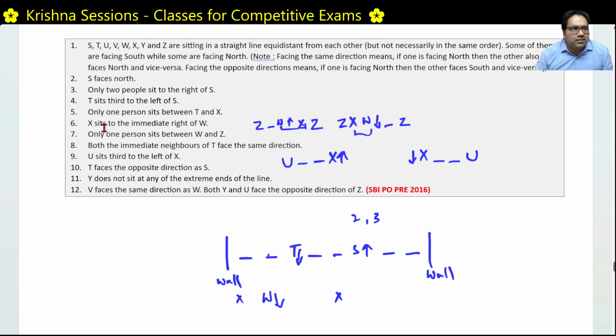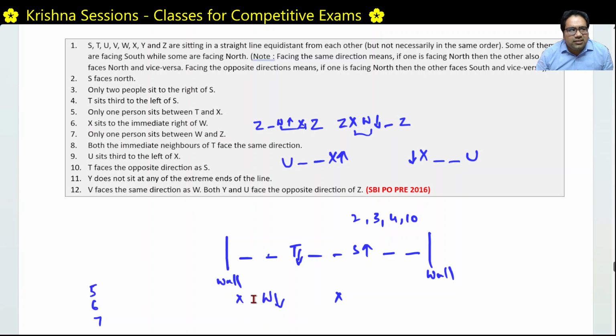Now, again, let's use these conditions. Basically, first we have used conditions 2, 3, 4, and 10. Now we are trying to use condition number 5, which says one person sits between T and X, and we are using condition number 6, which is saying X sits to the immediate right of W, and we are trying to use condition number 7. If W is here, what is condition number 7 saying? One person sits between W and Z.